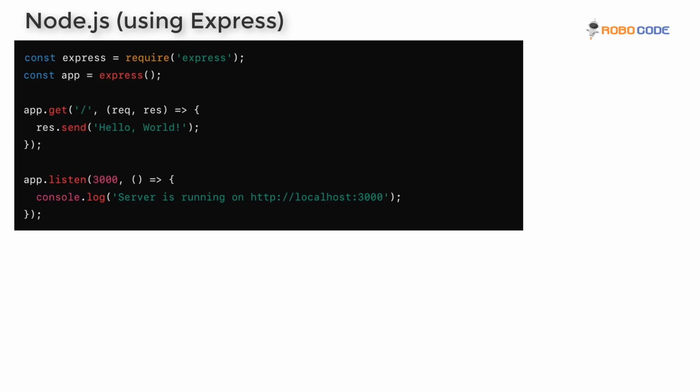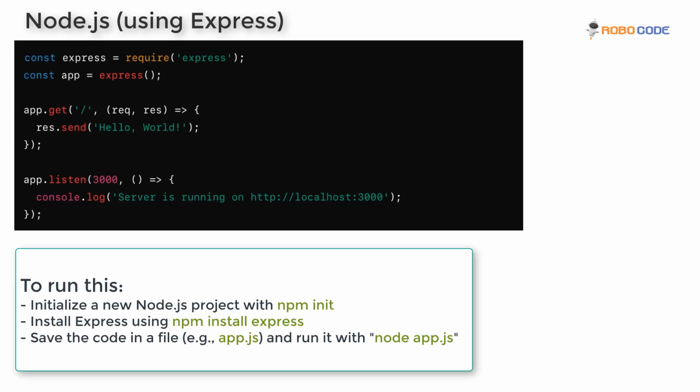To run the Node.js code, we'll initialize a new Node.js project with npm init. After doing that, we'll install express using npm install express and then save the code with the app.js file and run it with node app.js.